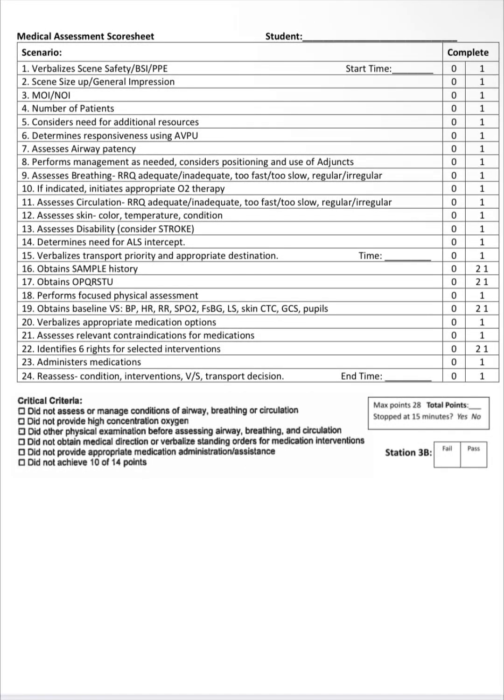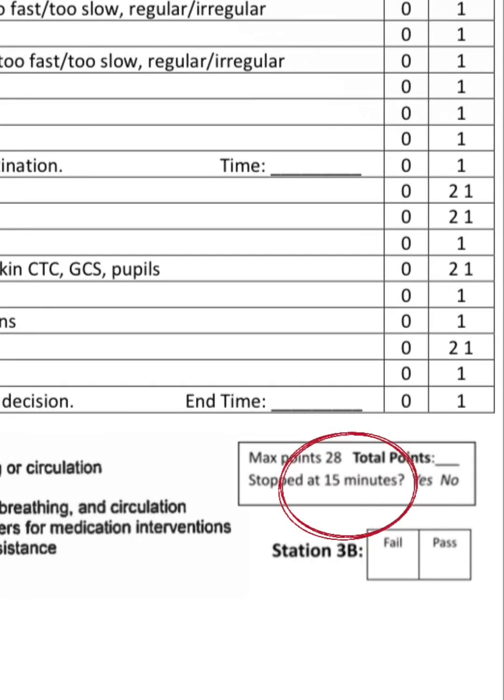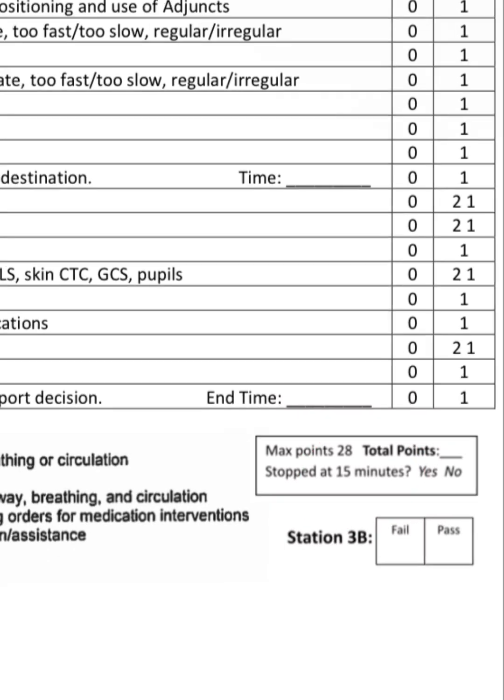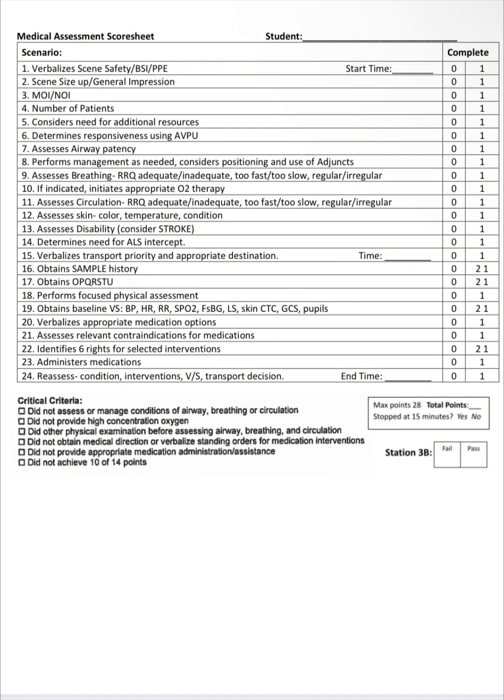You must complete the entire scenario in 15 minutes to pass the station. If you look to the bottom of the sheet, you will also see a list of critical criteria, and if you meet any of these critical fails, unfortunately, the entire station will be failed, and you must retake this assessment.